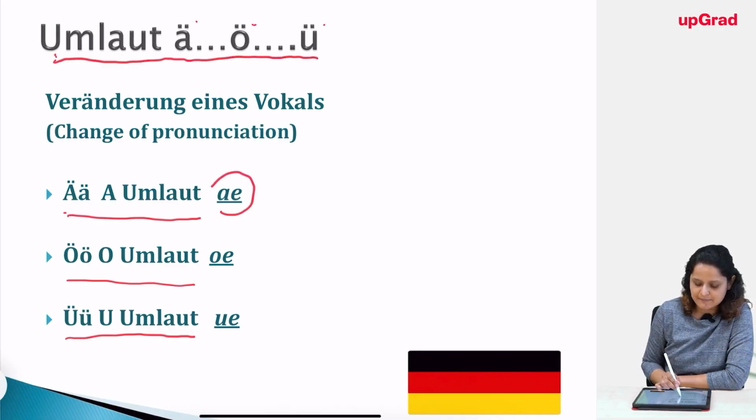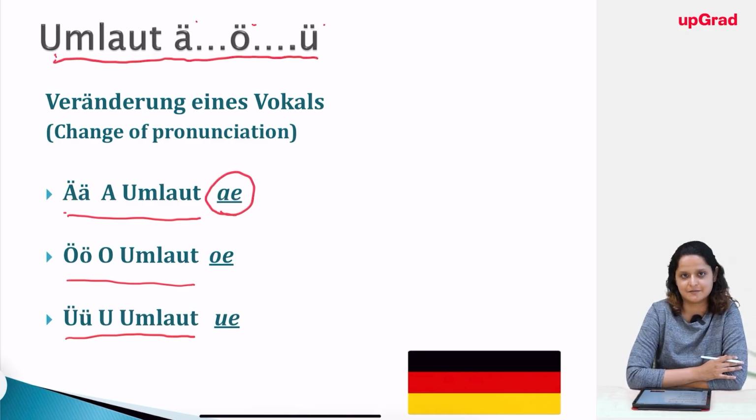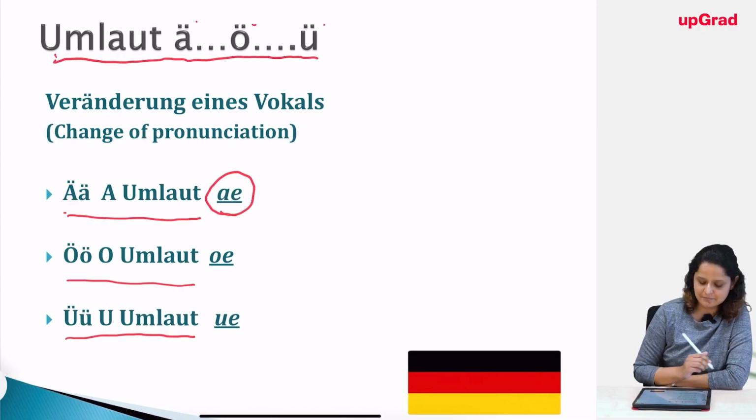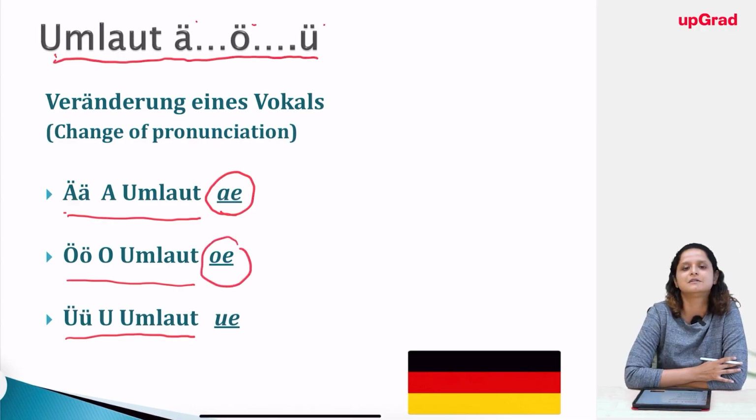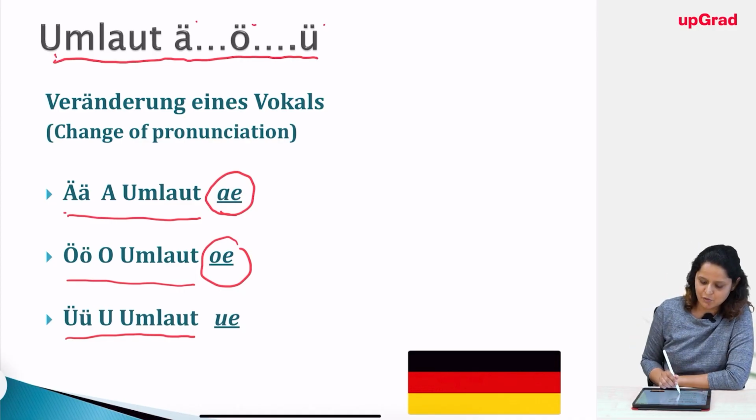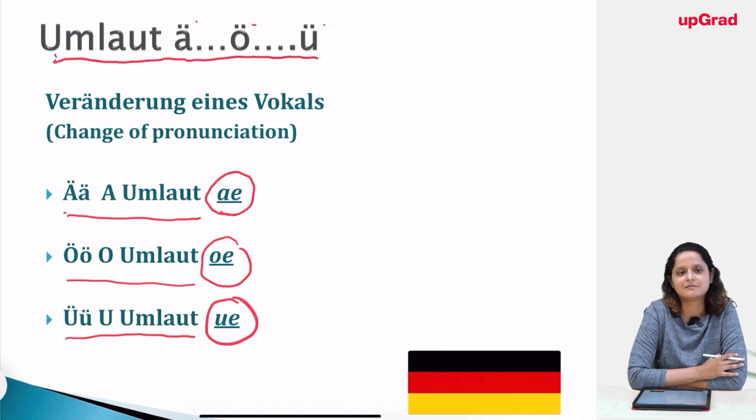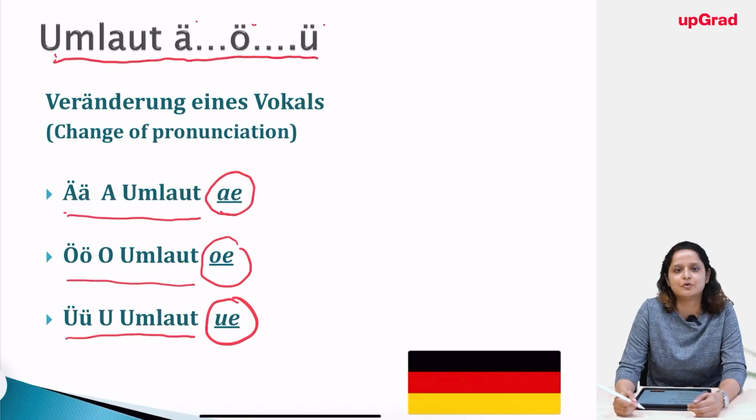A umlaut is pronounced as Ä. O umlaut is pronounced as Ö. And U umlaut is pronounced as Ü. Okay, I'll repeat the pronunciations once more. Ä, Ö, and Ü. Okay.